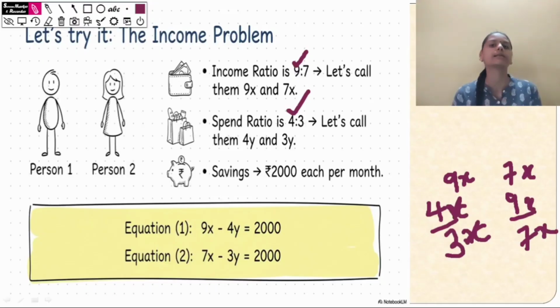We don't know what is the multiple. Maybe 4 into 2, so he is spending 8,000, or she is spending 3 into 2, 6,000, or 4 into 3, 4 into 4, 4 into 5, whatever. So we don't know what is the x value. So we will be assuming it as a variable because we don't know what is the multiple. In maths, if we don't know the number, we will assume it as a variable.